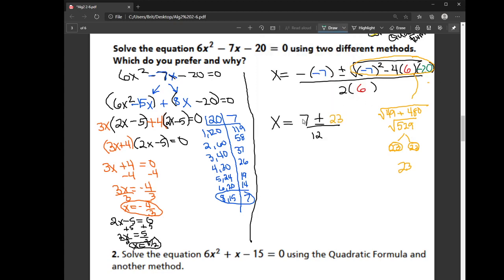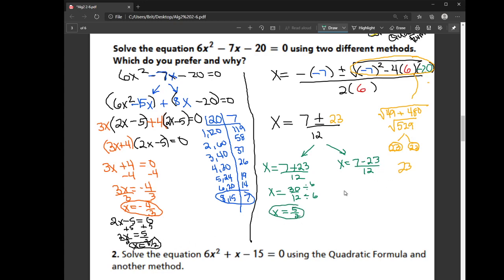Alright, so now the 7 and the 23 are like terms, so they can actually be combined. I'm going to split this into two equations where I'm combining them. So I have x equals 7 plus 23 over 12, and x equals 7 minus 23 over 12. So here, 7 and 23 make 30. And 30 and 12, those are both divisible by 6. So this reduces to 5 halves, which is what we got in our first step.